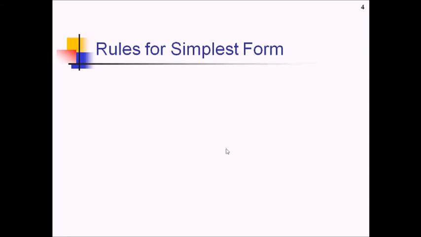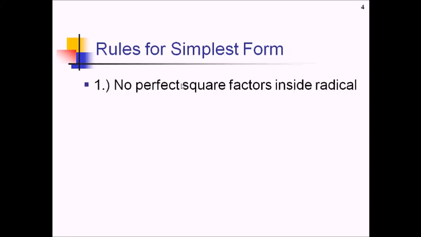At this point, it's time to revisit our rules for simplest form. So in our last lesson, we saw that we're not allowed to have perfect square factors inside a radical. So for example, the square root of 20 would not be simplified because you can split that up into 4 times 5. But now we're going to add two rules for simplest form.